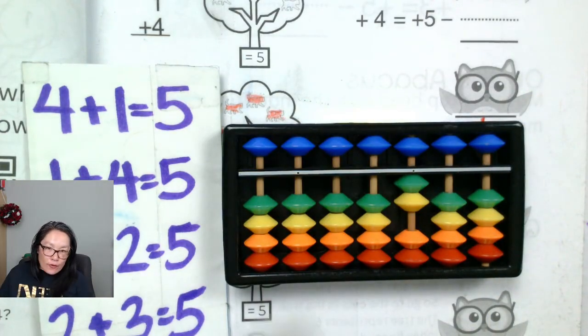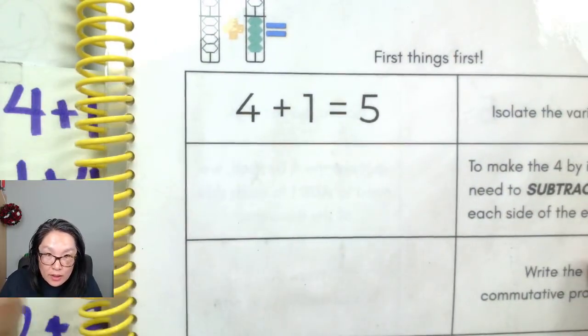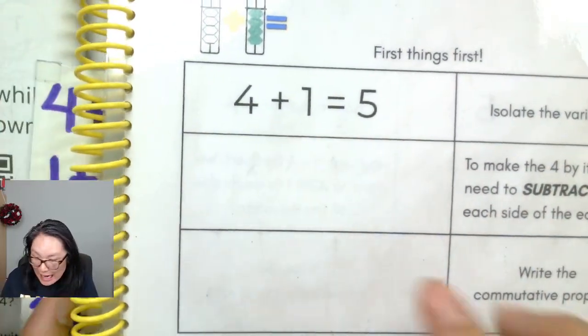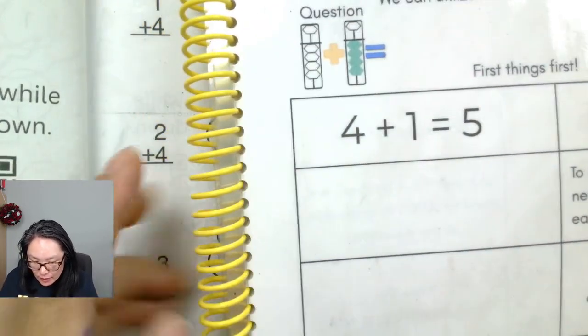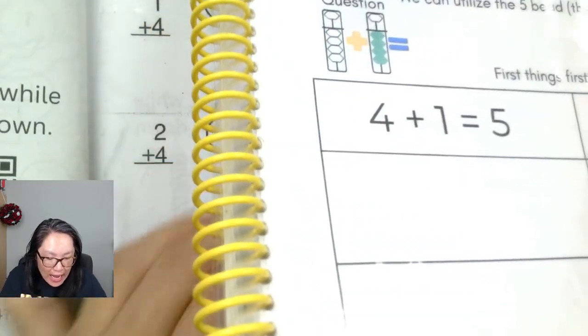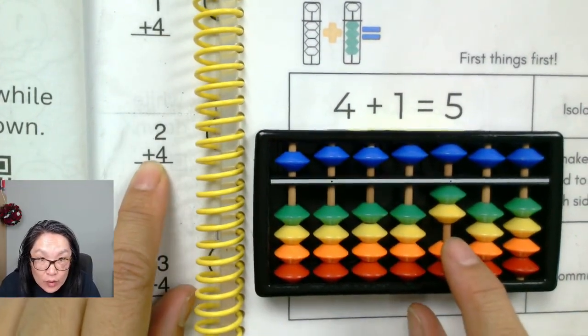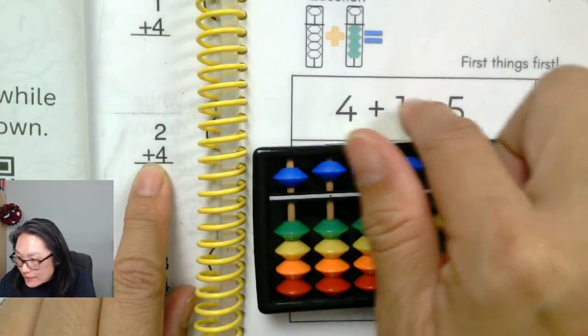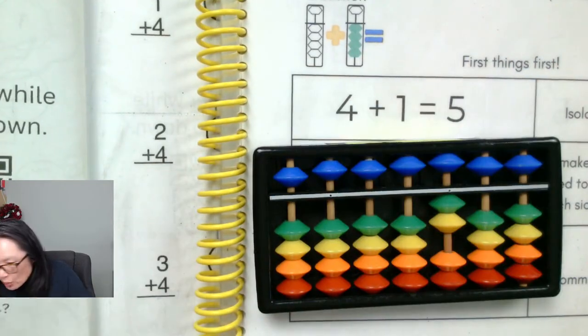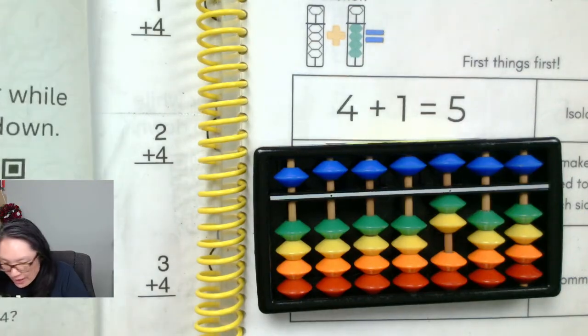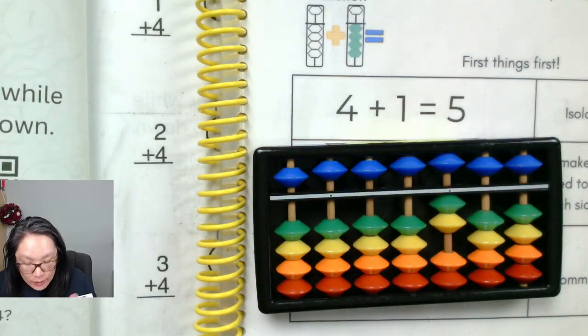If I want to add the 4, I have this concept. What we do is we're going to modify this. We're going to isolate the variable. Why are we isolating the variable? Because I want to add the 4. To add the 4, I don't have enough beads to add the 4. I need to utilize this concept. When we take this concept and we modify, we're going to isolate the variable.